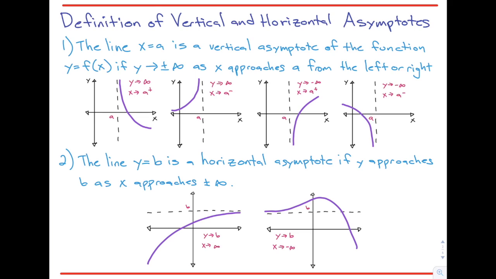We use arrow notation to talk about the behavior around asymptotes. So we might say that as x approaches a from the positive side, or from the right side, y might go to infinity. For horizontal asymptotes, the line y equals b is a horizontal asymptote if y approaches b as x approaches positive or negative infinity. Similarly, we might say that as x approaches infinity, y approaches b, and as x approaches negative infinity, y also approaches b. With horizontal asymptotes, it is okay for the graph of a rational function to cross a horizontal asymptote. It won't happen very frequently, but it can happen.